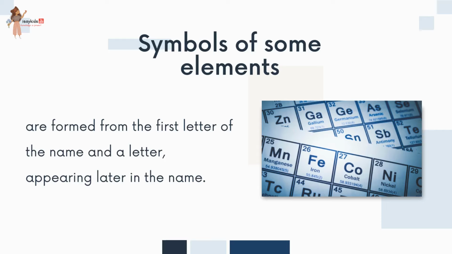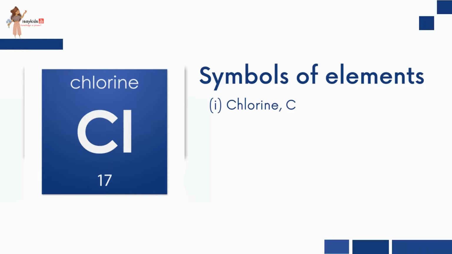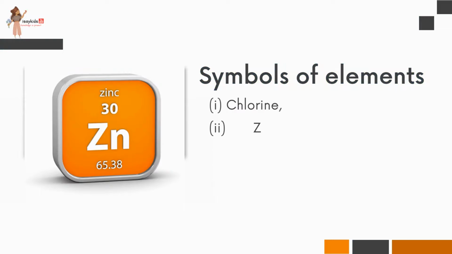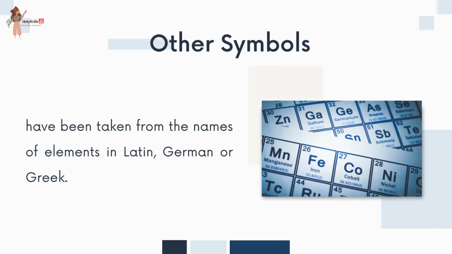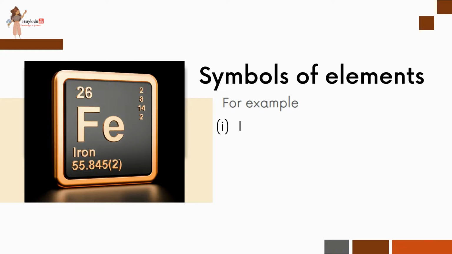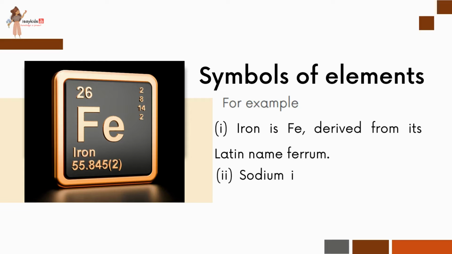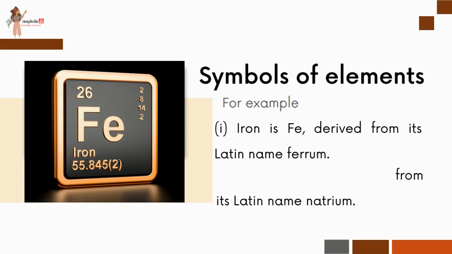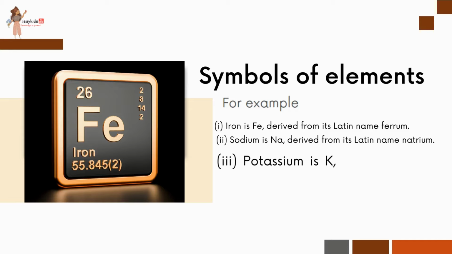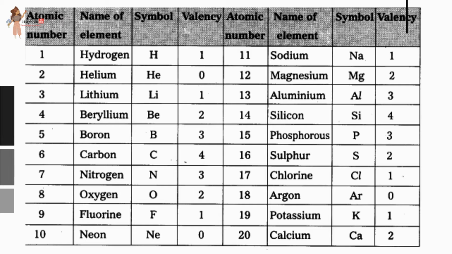Symbols of some elements are formed from the first letter of the name and a letter appearing later in the name. Examples are chlorine, which is capital C followed by small l, and zinc, which is Zn. Other symbols have been taken from the names of elements in Latin, German, or Greek. For example, the symbol of iron is Fe from its Latin name ferrum. Sodium is Na from natrium. Potassium is K from kalium. Therefore, each element has a name and a unique chemical symbol. Here are the names of some elements with their symbols.